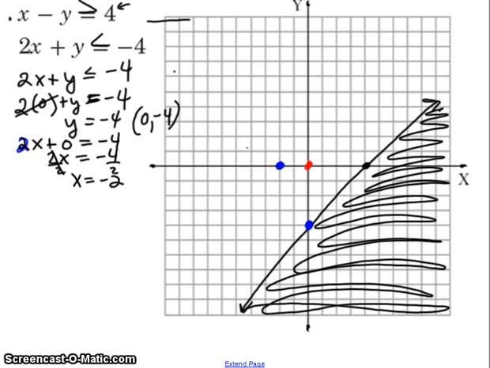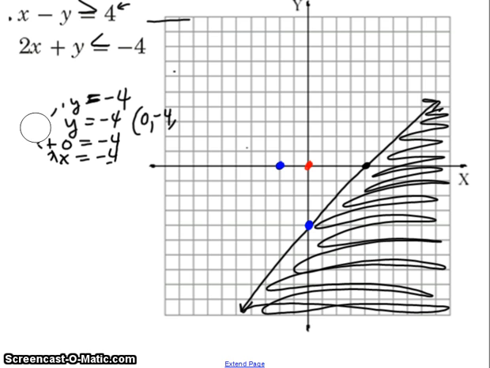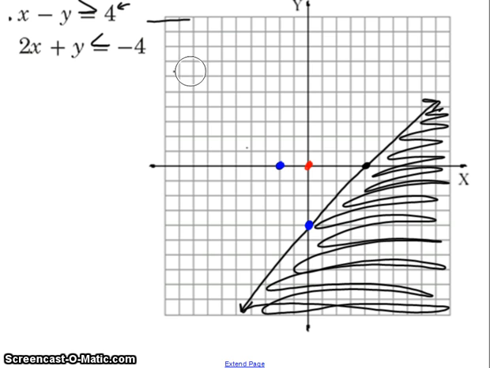Now we could draw a line through the 2 points. Okay, what kind of a line are we going to draw? Are we going to draw a solid line or a dotted line? So let's look at our equation. Solid or dotted? Well, what's our inequality? Our inequality is less than or equal to. If it's or equal to, then we're going to draw a solid line.